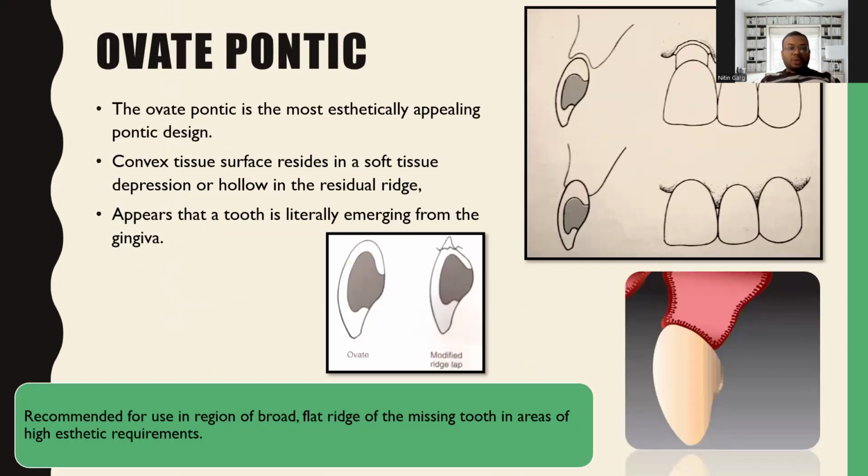Coming on to the ovate Pontic. Ovate Pontic is the most aesthetically appealing Pontic design. The convex tissue surface resides in a soft tissue depression or hollow in the residual ridge. It appears that the tooth is literally emerging from the gingiva. It is the most aesthetic Pontic that is available. It is recommended for use in the region of a broad flat ridge of the missing teeth in areas of high aesthetic requirements. So this is the difference between the ovate and the modified ridge lap, if you are concerned. So this is your ovate type of Pontic.